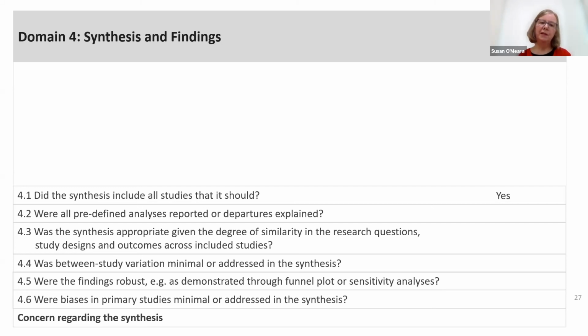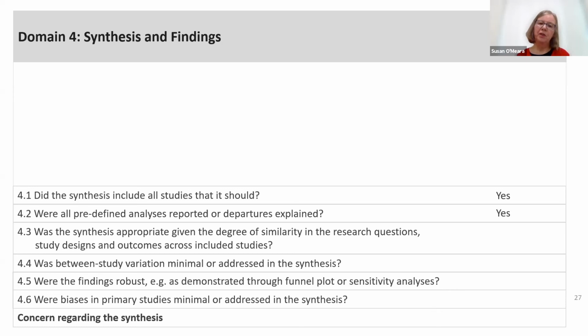Were all predefined analyses reported or departures explained? Now, again, it was really useful to have the Prospero record because I could go back and see what they'd said they were going to do at the outset, and I could tell that, yes, they basically followed their plan. So again, that was all fine.